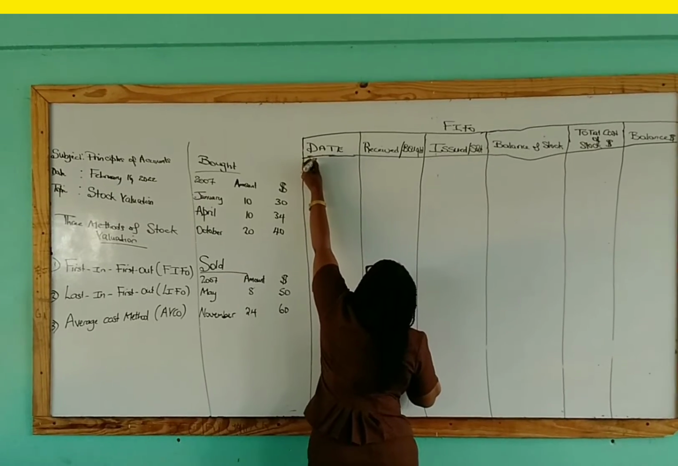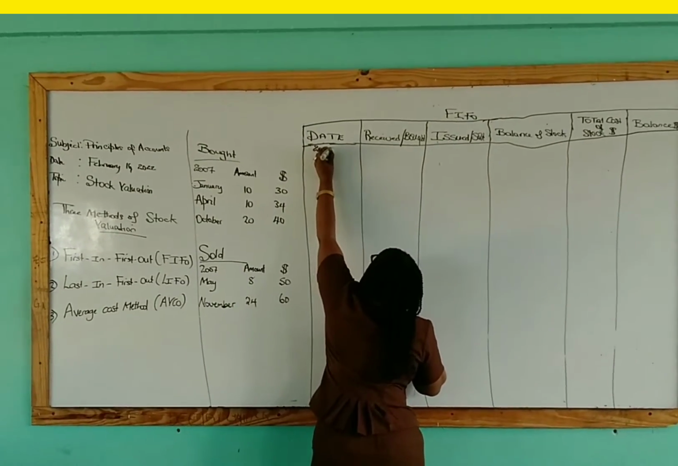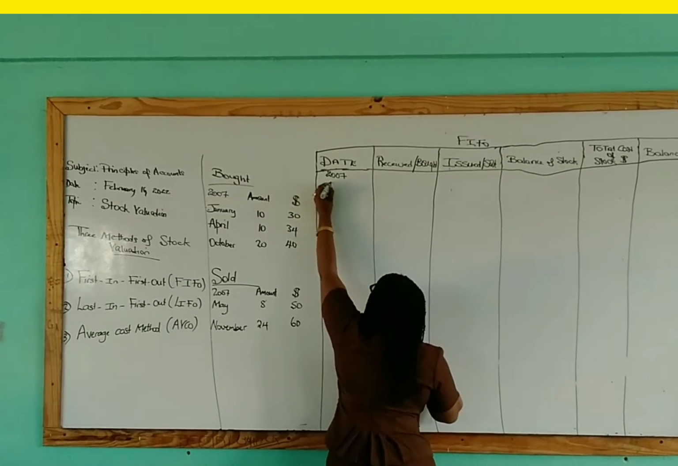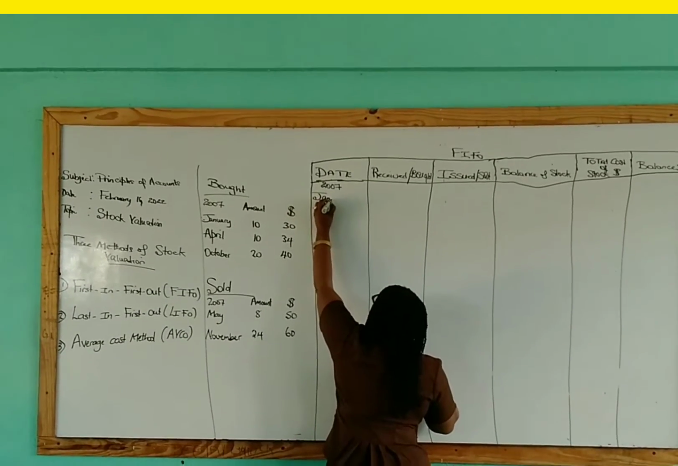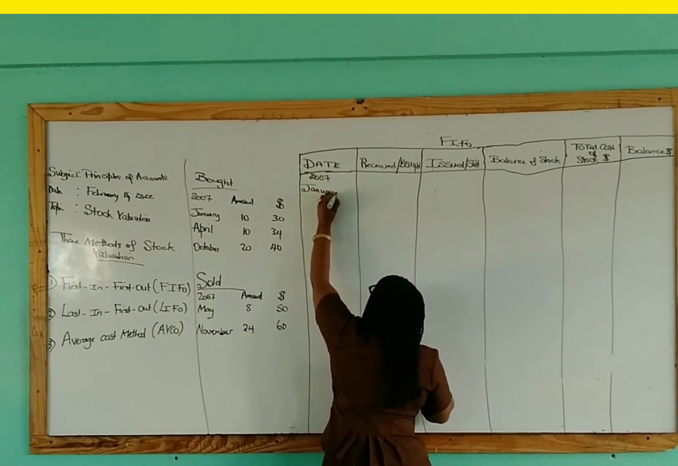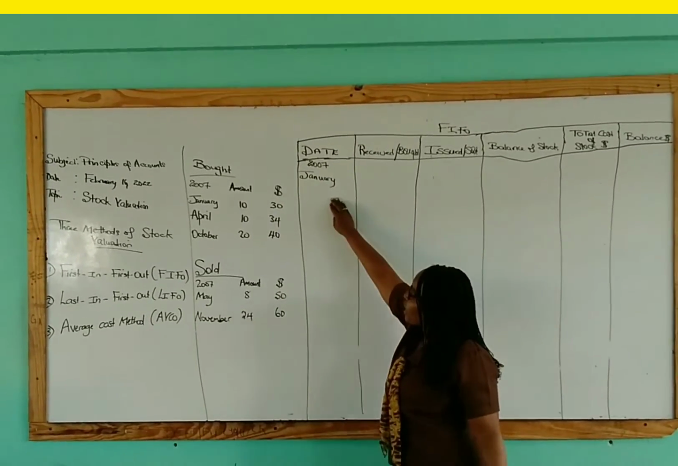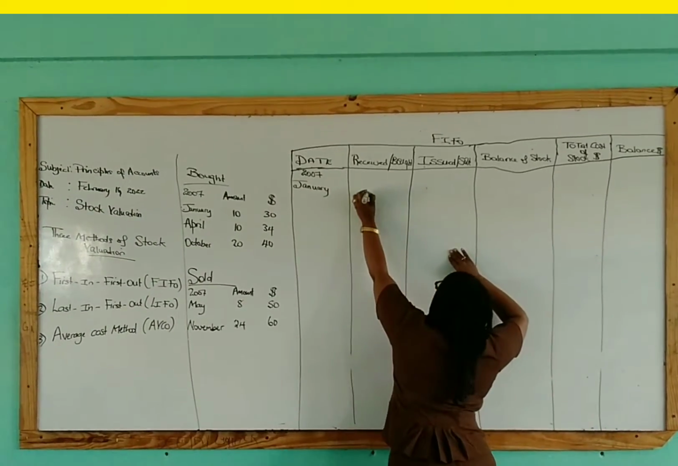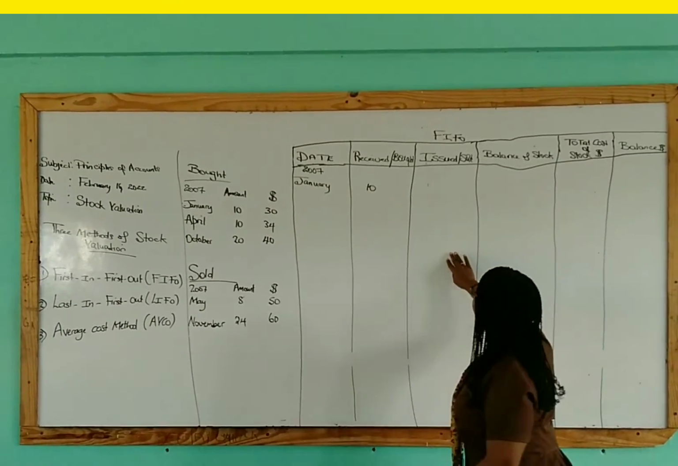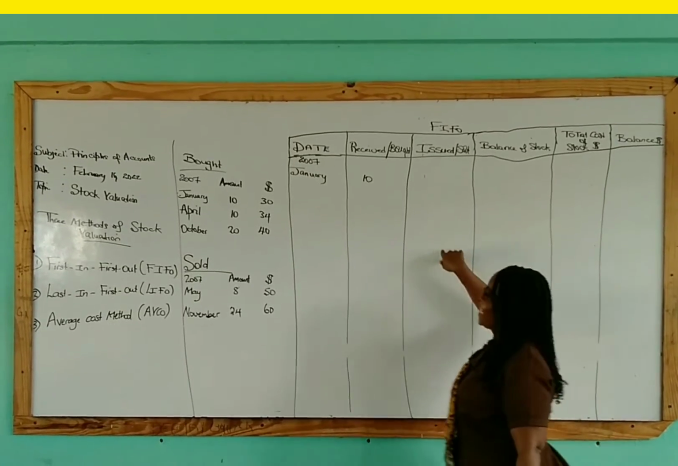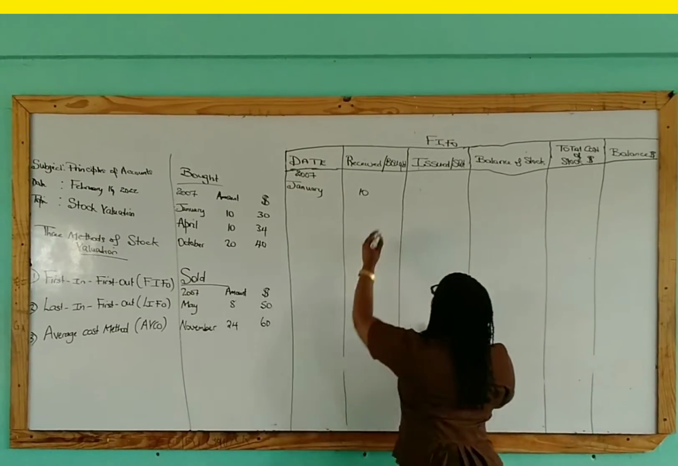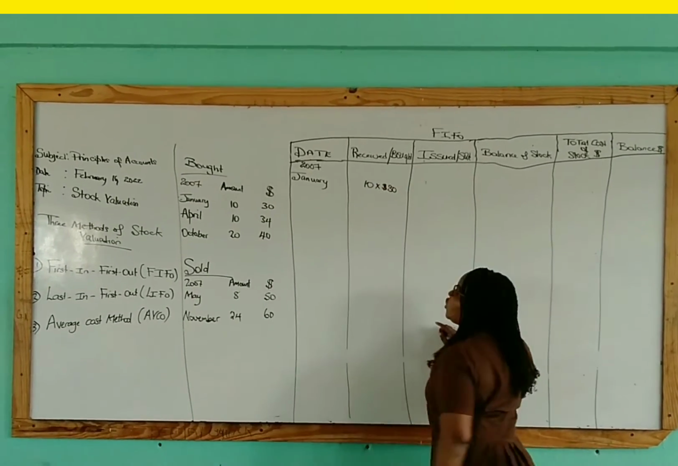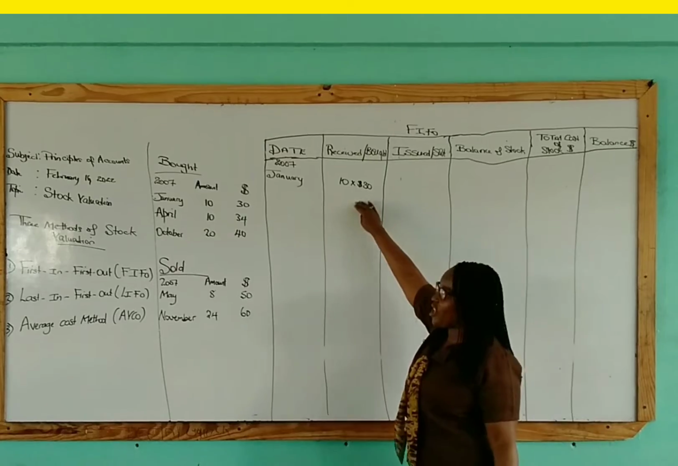2007. So we just write that one time here. Good? And then we are going to pick up the month. The first month in the year is January. So you're saying in January, we bought 10. We bought 10. Good? 10 at 30. Good? 10 at 30.